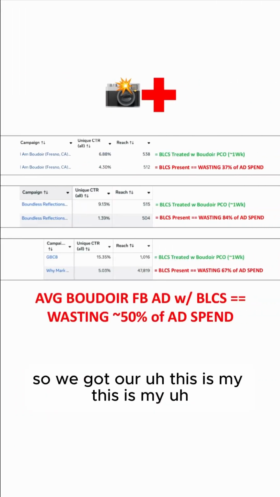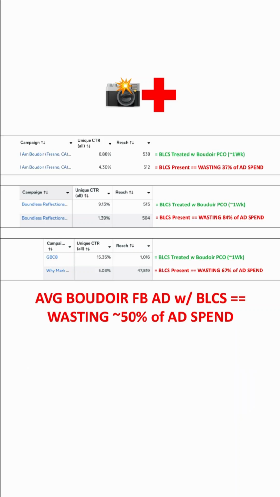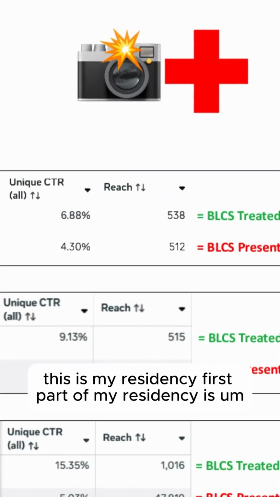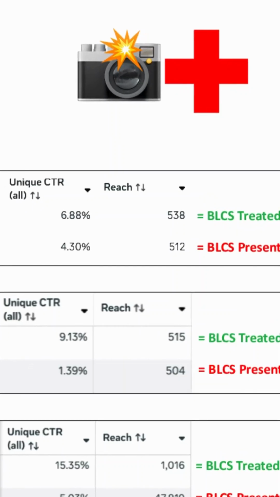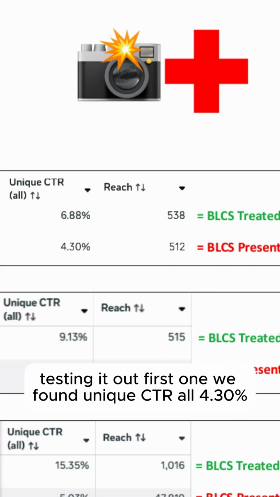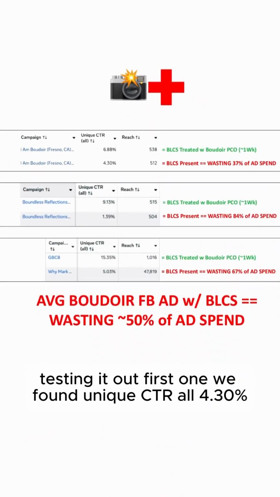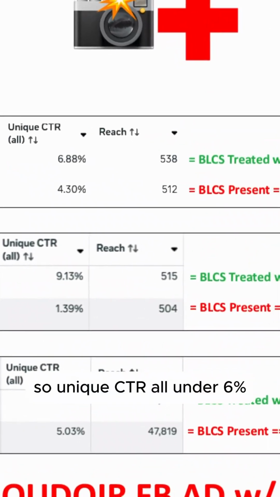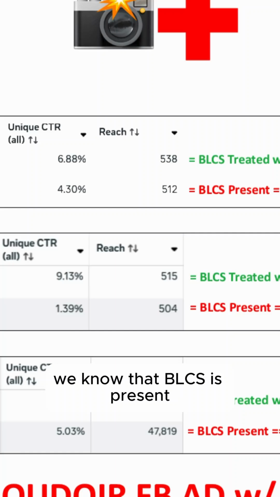This is my residency. The first part of my residency is finding a Boudoir Facebook ad out there, bringing it back to the hospital, testing it out. The first one we found had a unique CTR all of 4.30%. So unique CTR all under 6%. We know that BLCS is present, aka Boudoir low click syndrome.